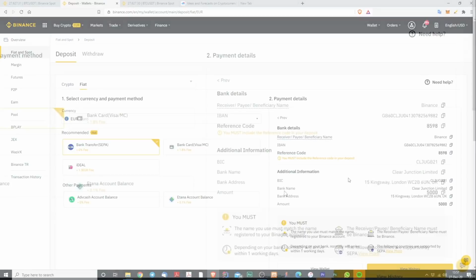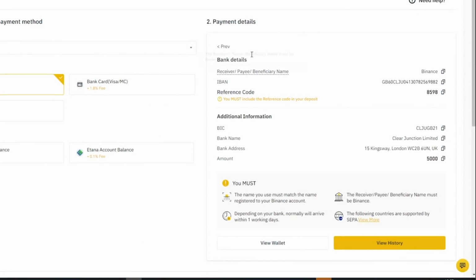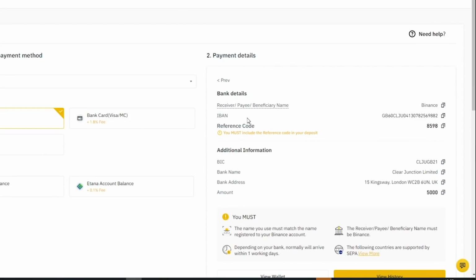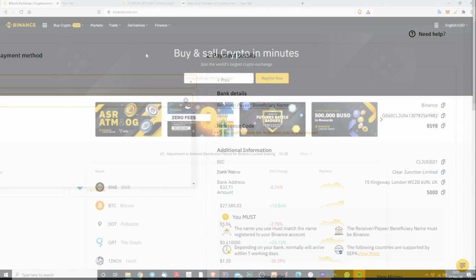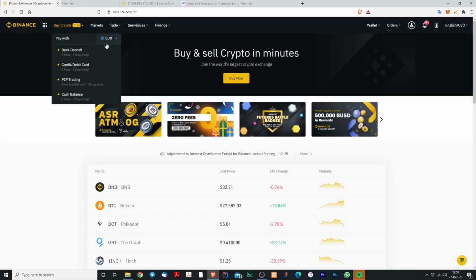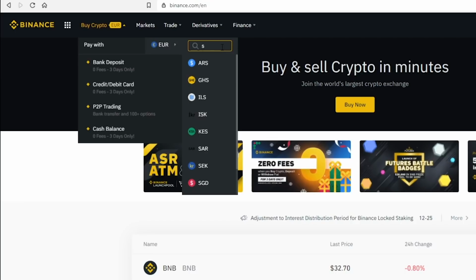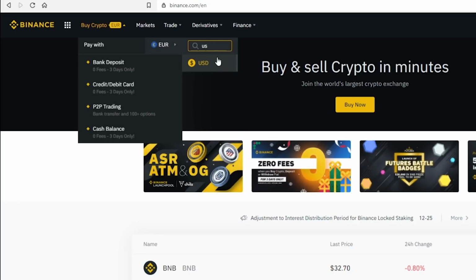If I click confirm, it's going to take me to a different page showing me all the banking details that I need to use. So remember, the bank account that you want to use to deposit money into Binance has to be the very same bank account as yours. You can be in any country and you can still do a wire transfer, as long as the transfer is going towards these banking details. If I want to deposit a different currency, here I have the euro selected. If I want to select the US dollar, I can simply type in USD here, and you can see it's showing me.